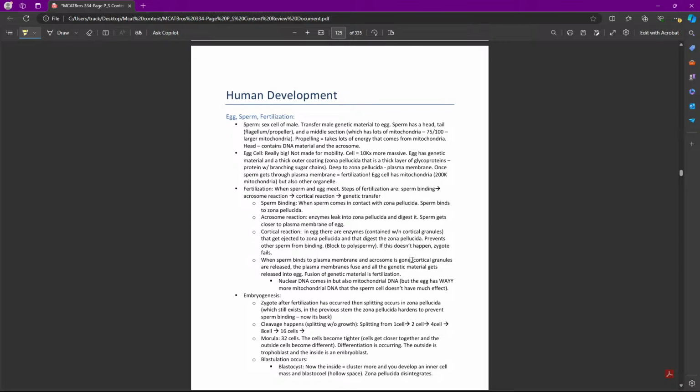When sperm binds the plasma membrane and chromosome is gone, cortisol are released, and then the plasma membrane fused and the genetic material gets released into the egg. Nuclear DNA comes in, but also mitochondrial DNA. But the egg has way more mitochondrial DNA than the sperm cell, so that doesn't have much effect.